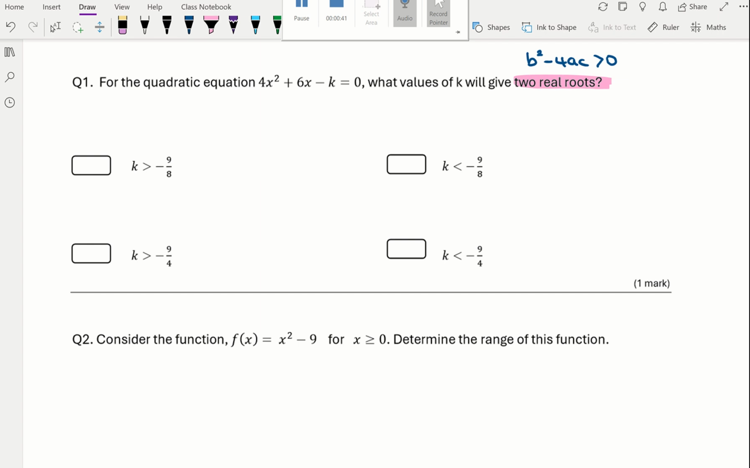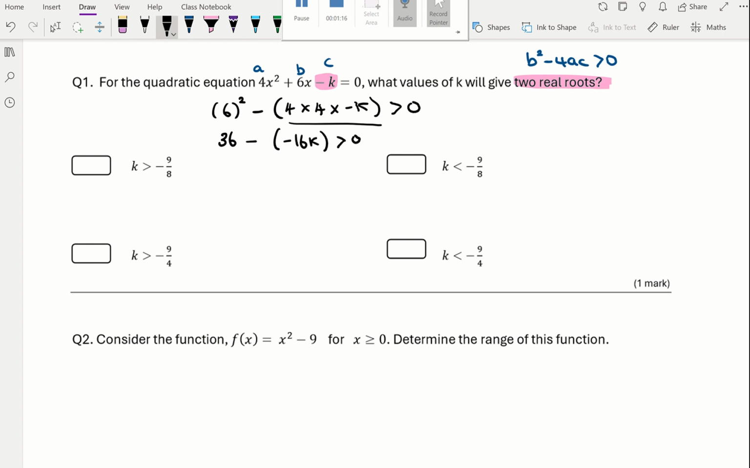Okay, so this is A, this is B, and C is negative k. So substituting in, we have 6 squared minus 4 times A, which is 4, times C, which is negative k, all is bigger than 0. So 36 minus negative 16k, which is what this is, negative 16k, is bigger than 0.